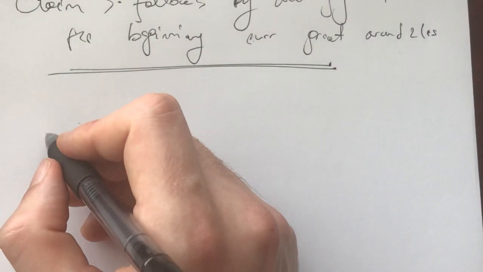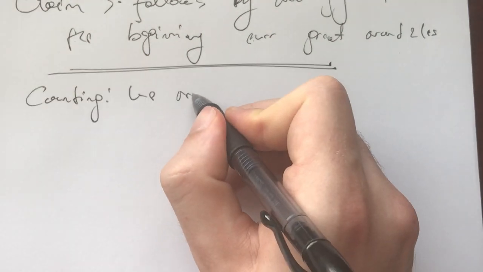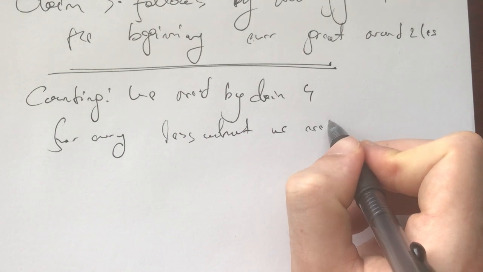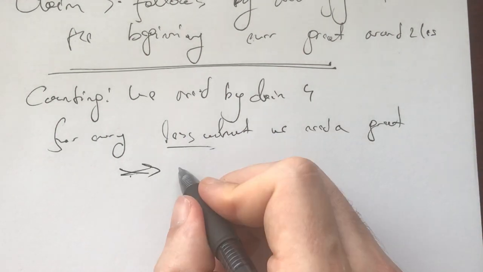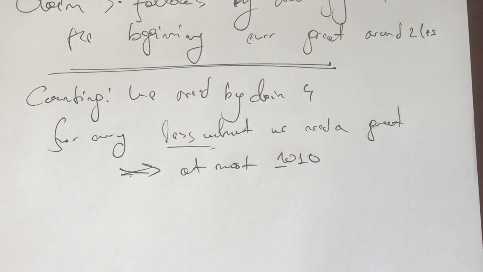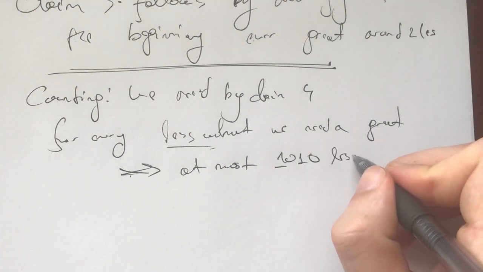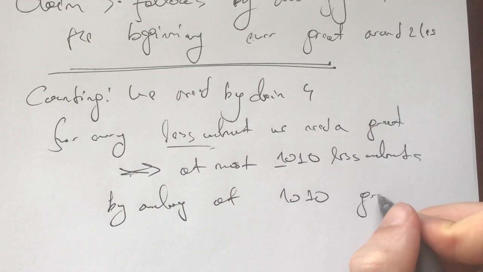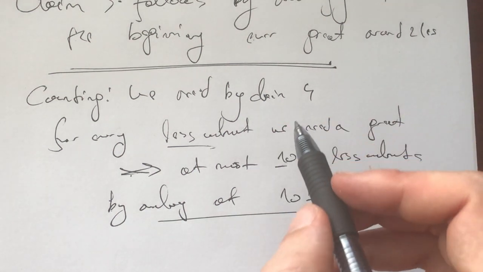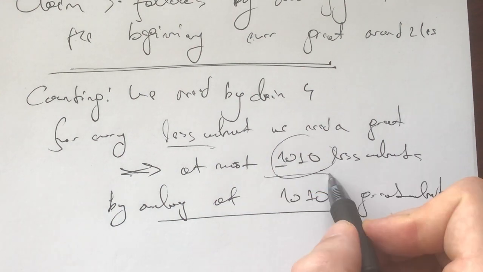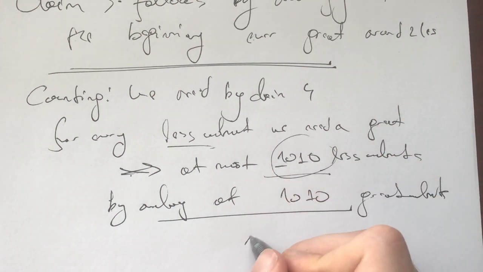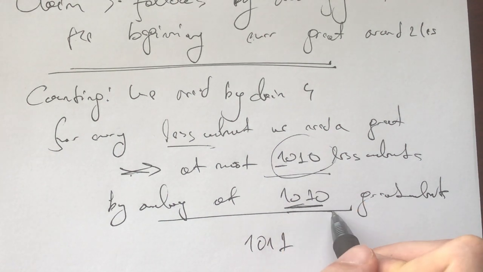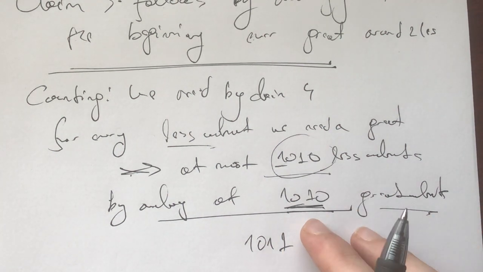The reason that is enough is counting. By claim 4, for every less walnut, we need a great one. In fact, this means that there will be at most 1,010 less walnuts, and by analogy, at most 1,010 great walnuts. But if you want to put it another way, you'll have at most 10 less walnuts, which means at least 11 great walnuts. And then you'll have at most 10 great walnuts, which is a contradiction.